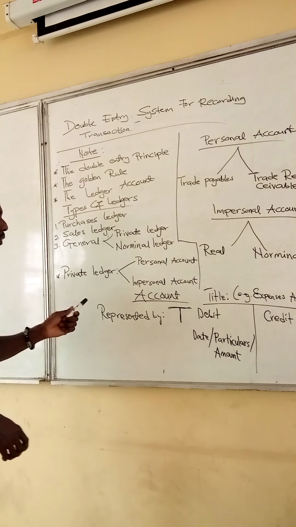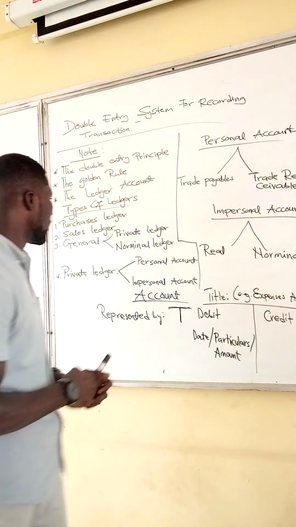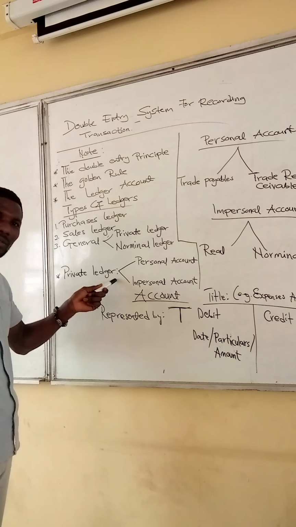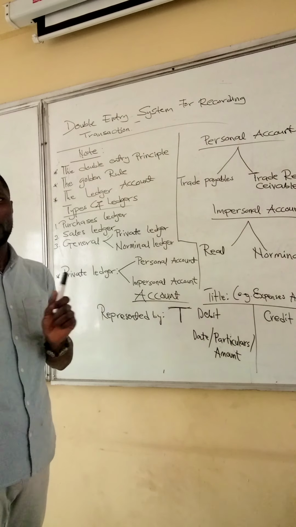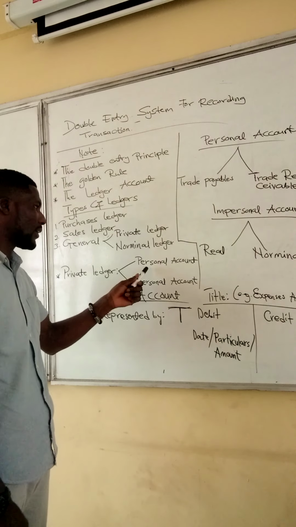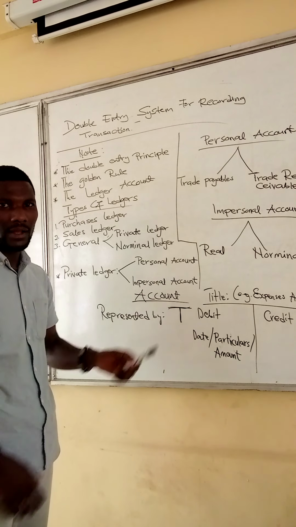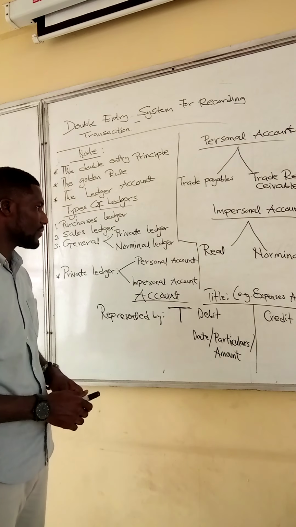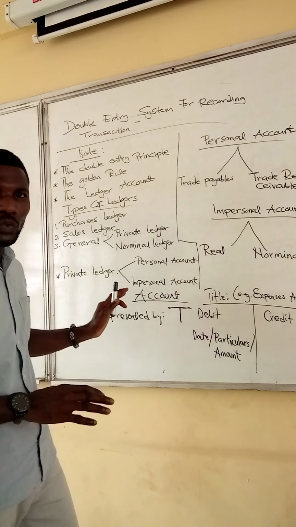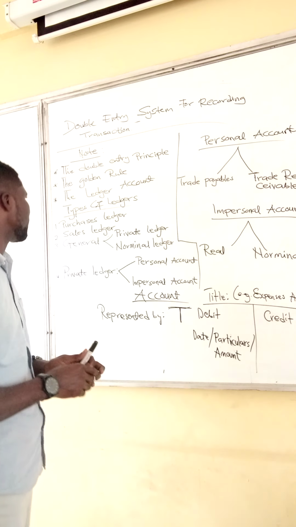Then let's talk about the private ledger account. The private ledger account in itself also has two main accounts, that is the personal account and the impersonal account. With the personal account, good. So where we've gotten to, let me talk about this.